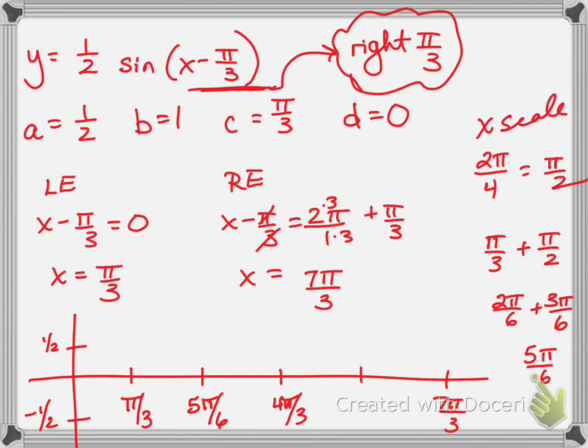And this would be, let's do the 4 pi over 3 plus the interval that we'll be counting by. So that is times 2, 8 pi over 6 plus 3 pi over 6, that's 11 pi over 6. Okay, so this looks great. You can ask me about that tomorrow if you need to.